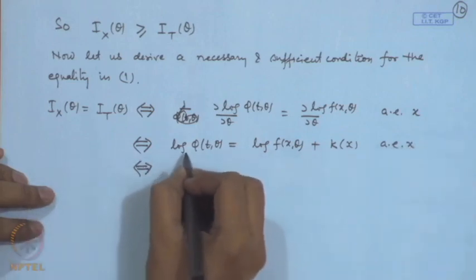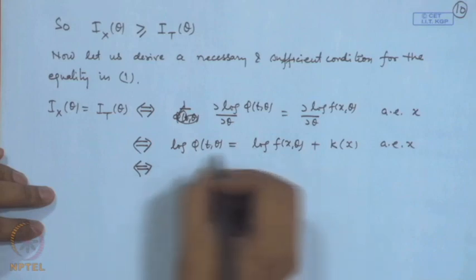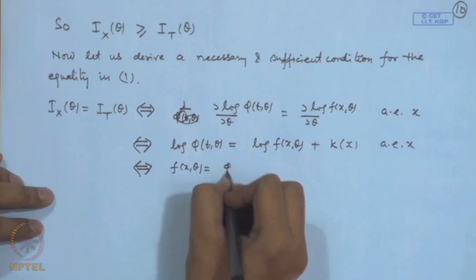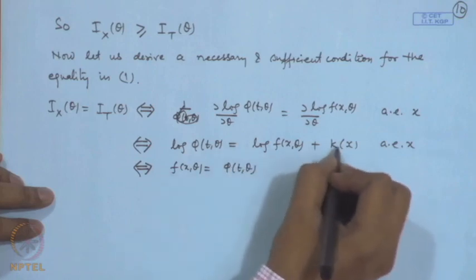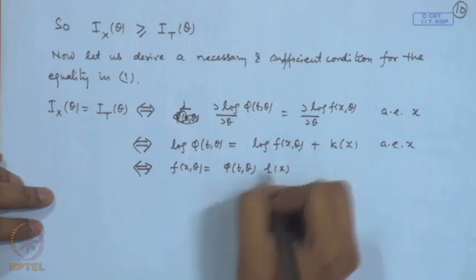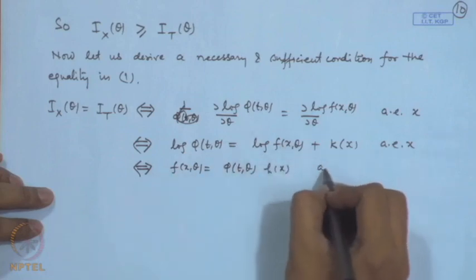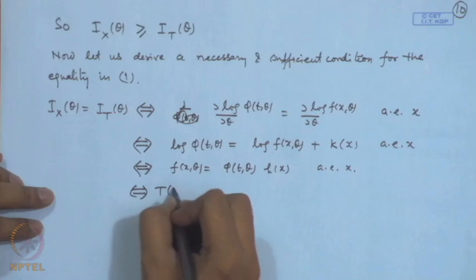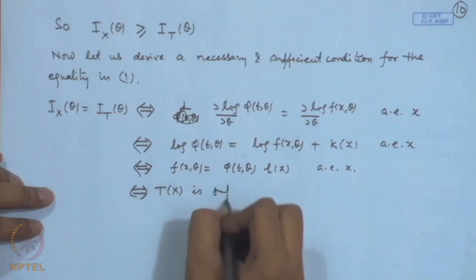So, this is equivalent to saying that f(x, theta) is equal to phi(t, theta) into a function of x. Now, this is nothing but the factorization theorem. So, we are saying that T is sufficient.